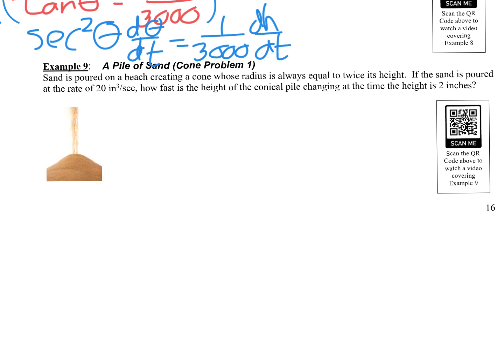Sand is poured on a beach, creating a cone whose radius is always equal to twice its height. You'll see why that's important in a minute. If the sand is poured at the rate of 20 cubic inches per second, how fast is the height of the conical pile changing at the time the height is 2 inches?